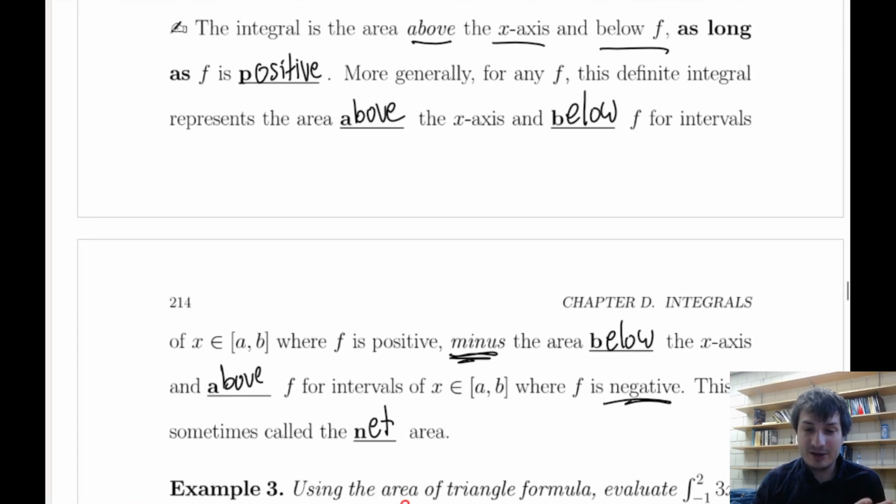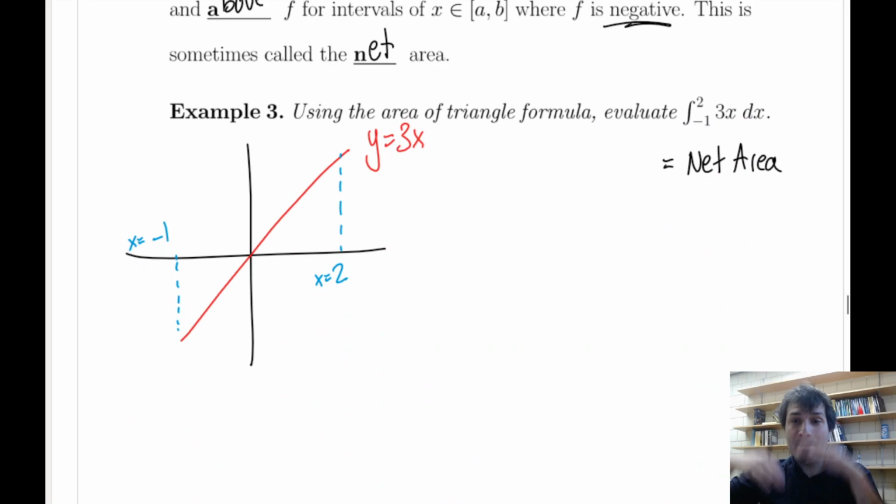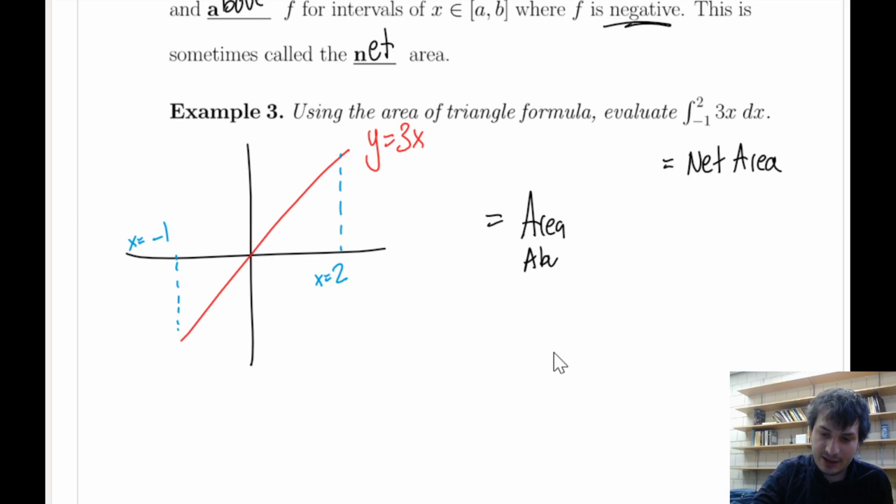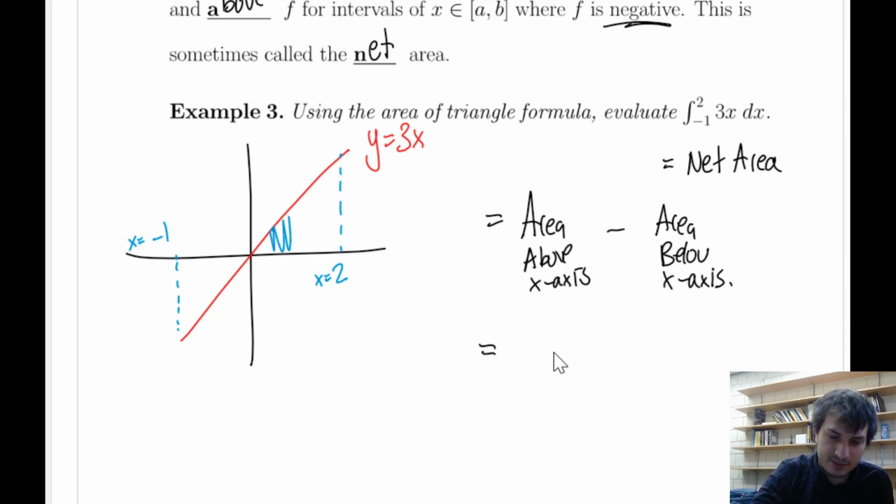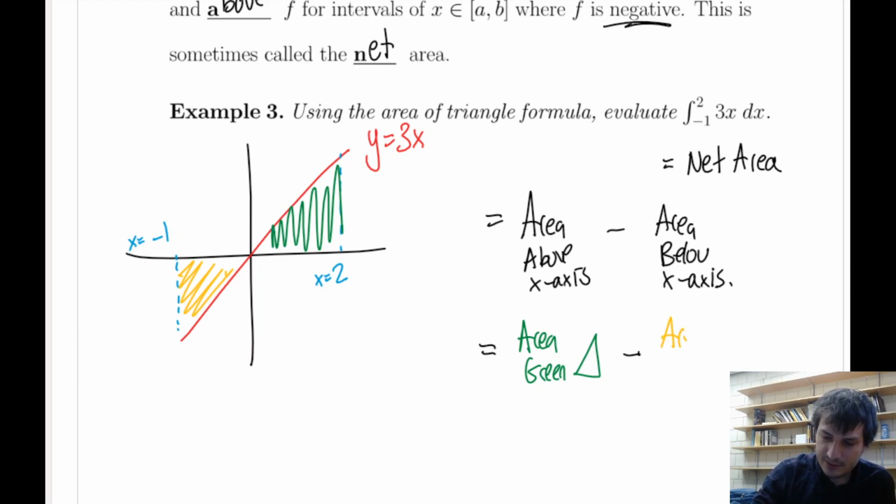Based on the description up here, the net area is the area above the x-axis minus the area below the x-axis. In this case, it's the area of this triangle. Let's do it in a different color. It's the area of the green triangle minus the area of the yellow triangle.